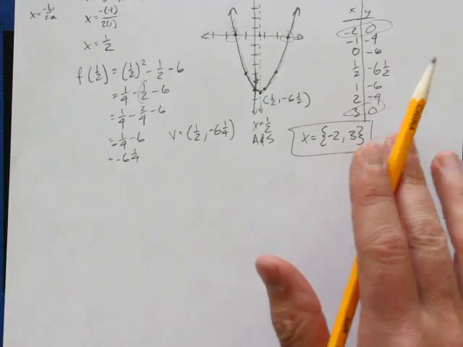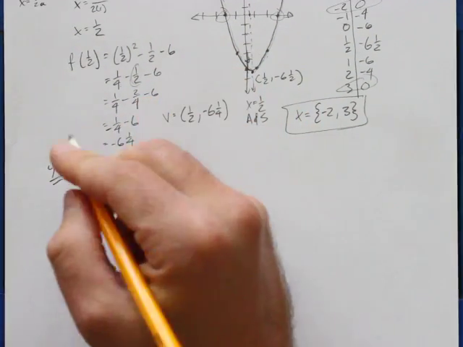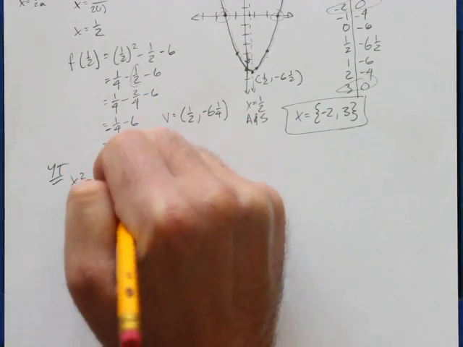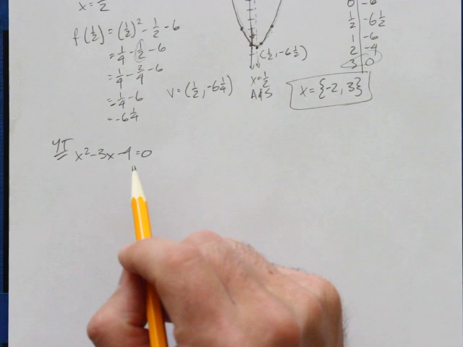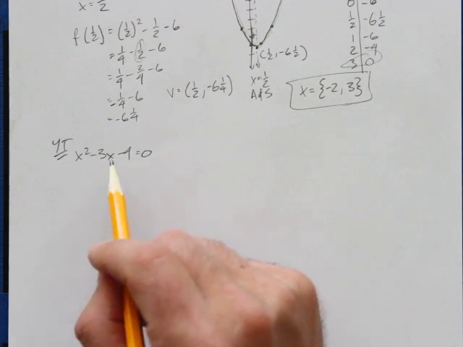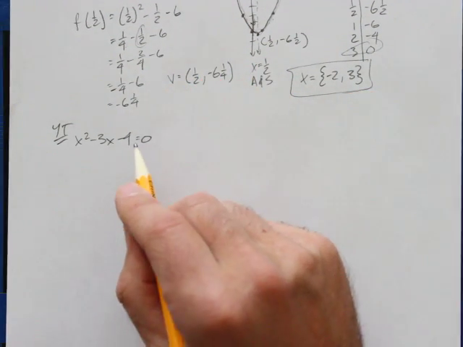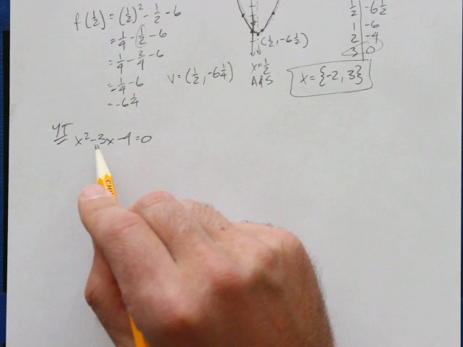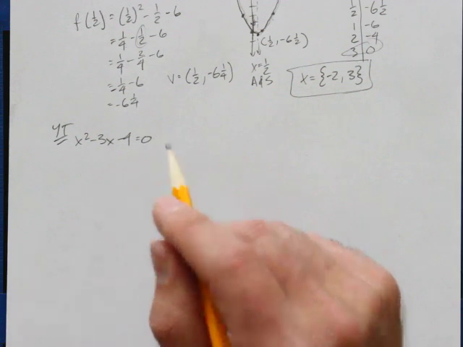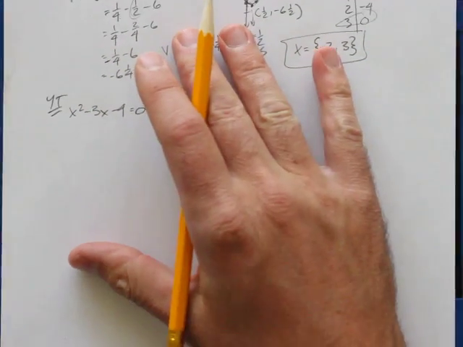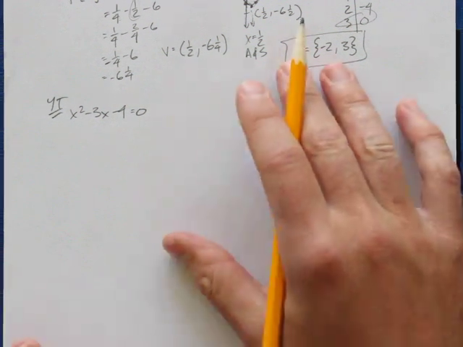Let's do a u-try, why not? x squared minus 3x minus 4 equals 0. So we can go ahead and have you graph this guy. We're just going to graph it as if it was f of x equals x squared minus 3x minus 4. So we're going to find where this crosses the x-axis. Go ahead and pause and get to work. Let's see how you did.